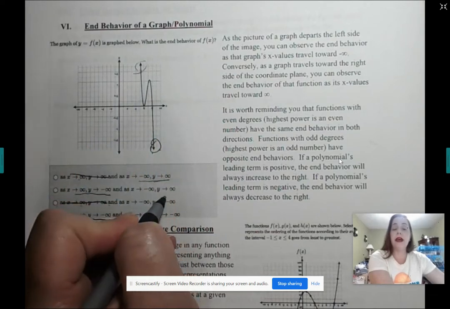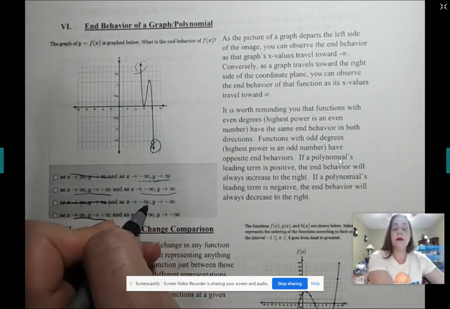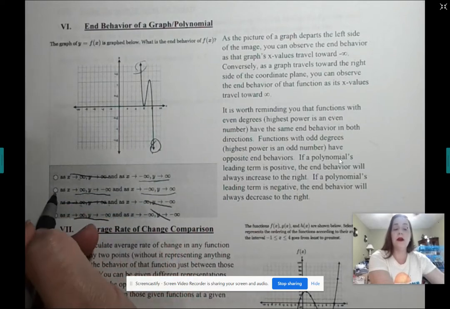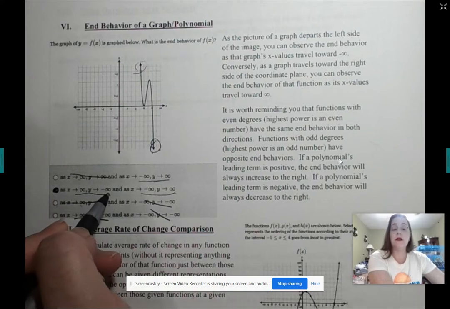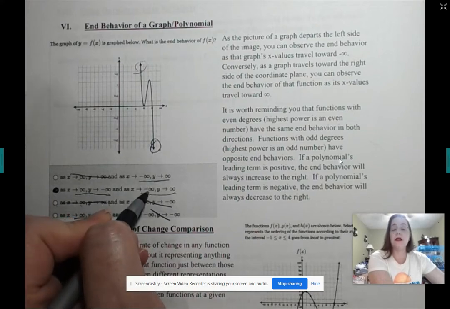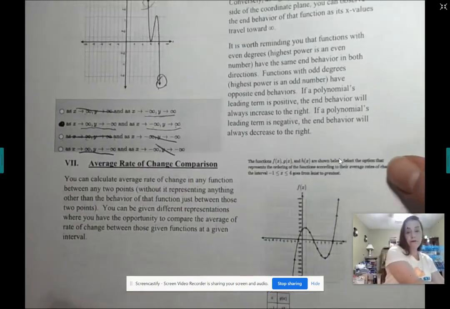I definitely want that, or that. I don't want this or this. So the only answer choice that is left that doesn't have a slash through it would be that second one. As x goes to the right, the graph's going down. As x goes to the left, the graph's going up. That's exactly what's happening here.